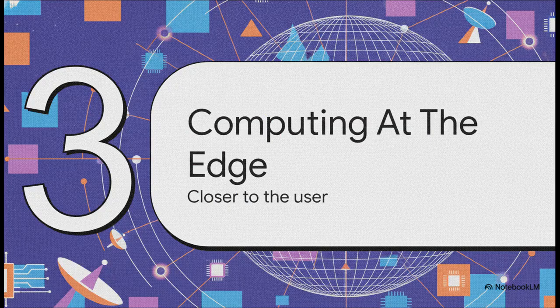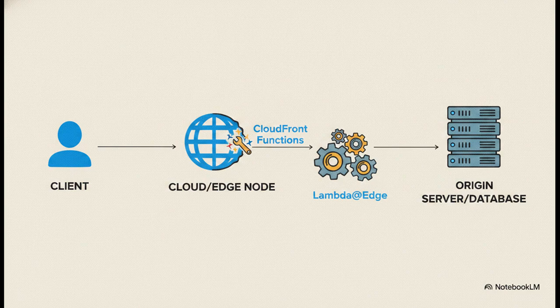Which brings us to Section 3, Computing at the Edge, pushing logic closer to the user. Picture this. A user in Tokyo hits an edge location for your app. You obviously want to serve them incredibly fast. You've got two main serverless tools here, and you have to decide if you just need a lightweight tweak to the viewer's request or if you need some heavy-duty origin manipulation. CloudFront Functions are lightning fast but pretty limited. They only touch the immediate viewer request and response. Lambda@Edge, though, is way more powerful.